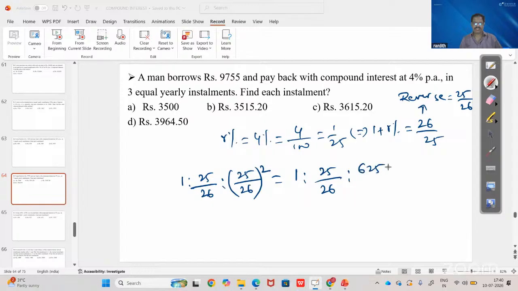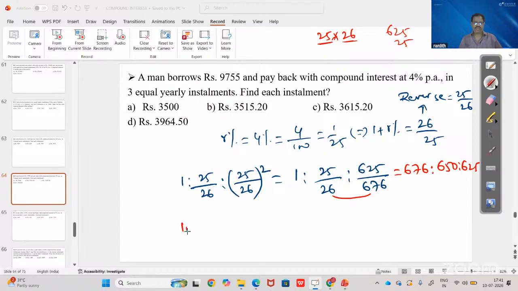25 square equal to 625 divided by 676. And the LCM is 676. 676 ones are 676. 26 into 26 equal to 676. And we need to multiply 25 into 26. 25 into 26 will be equal to 625 plus 25 equal to 650. And here it will be 625.